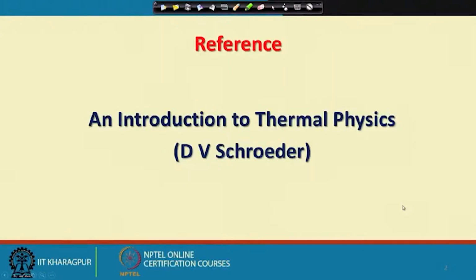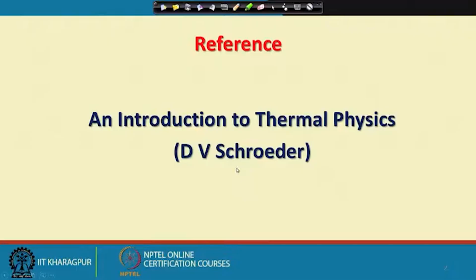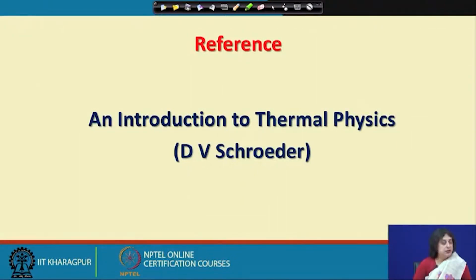For the part that I am going to discuss today, I would like to put as reference a very simple book, An Introduction to Thermal Physics by D.V. Schroeder, which gives you a rather detailed insight into the connection between the thermodynamics that we observe and the microscopic states underlying each of our observations.